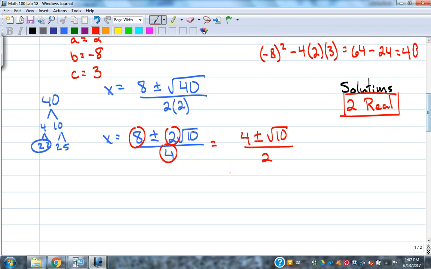So our 2 real solutions are x equals 4 plus the square root of 10, all divided by 2, and x equals 4 minus the square root of 10, all divided by 2.